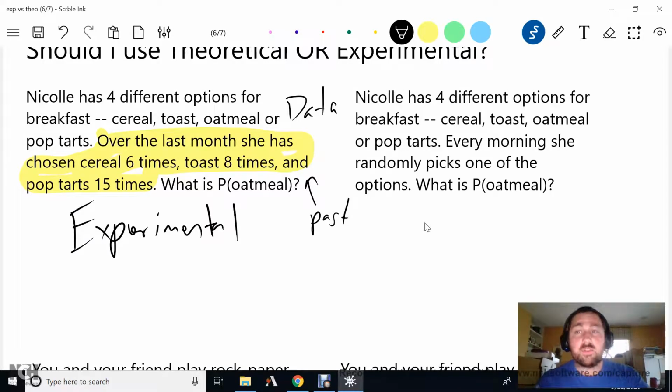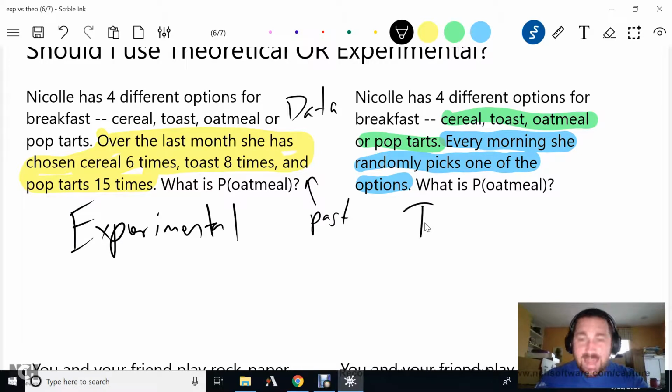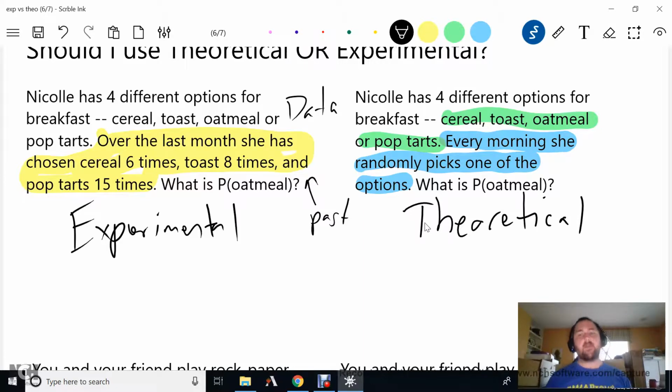Nicole has 4 different options for breakfast: cereal, toast, oatmeal, or Pop-Tarts. Every morning she randomly picks one of the options. Well, the idea behind this is, if she's randomly picking an option, then it doesn't matter what happened in the past. She's just like, oh, I'll just choose that today. So all 4 of them are equally likely. So we don't actually care about what's happened in the past. We say, oh, well, there are 4 total outcomes, and of those 4, one of them is oatmeal. And so now P of oatmeal would be 1 out of 4. And that is our theoretical probability. And that's theoretical thinking.